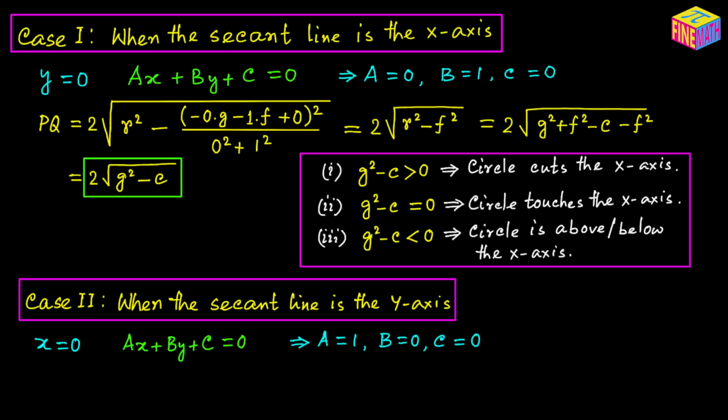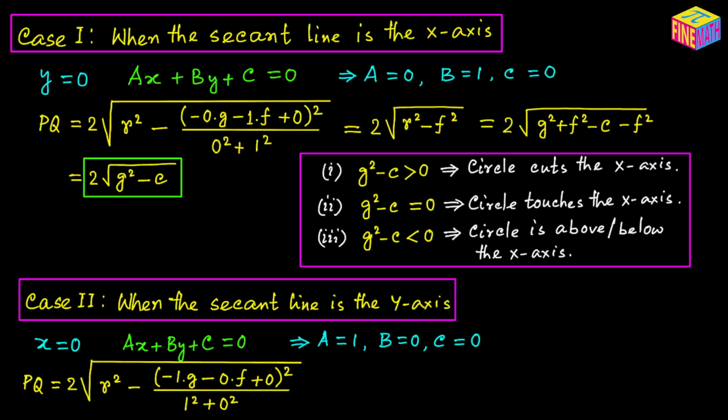So let's plug in these values in the length of PQ and calculate it. PQ is equal to 2 times square root of r squared minus negative 1 times g, because in place of a I am using 1, and then minus 0 times f. In place of b I have used 0, and then plus 0, which is in place of c, whole squared over 1 squared plus 0 squared. In place of a squared I am using 1 squared, and in place of b squared I am using 0 squared. And if we simplify this, we are going to get 2 times square root of r squared minus g squared.